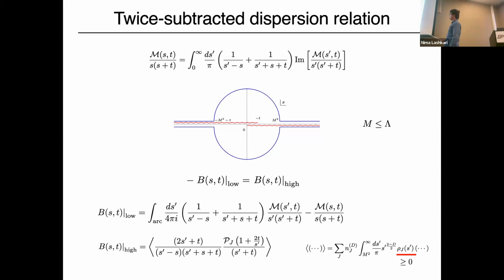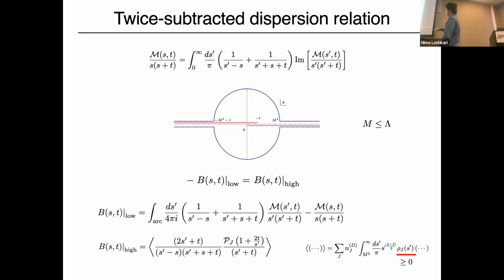And again, from unitarity, this rho J has to be positive. So one property of this bracket notation is that if the thing inside the bracket is positive, then the whole thing has to be positive. This will be basically the only property that we will use for the high energy part. So the bottom equation is a contribution of a particular J to the high energy part. This bracket, you sum over J, and also you integrate over s prime.